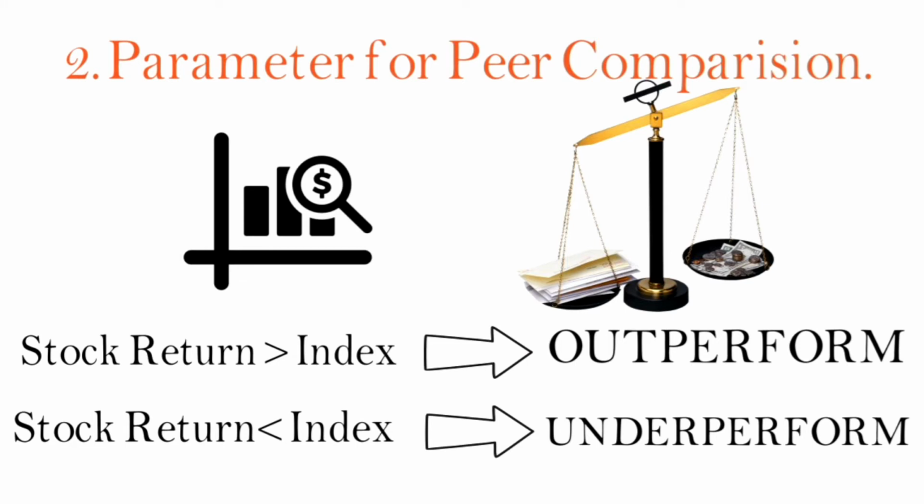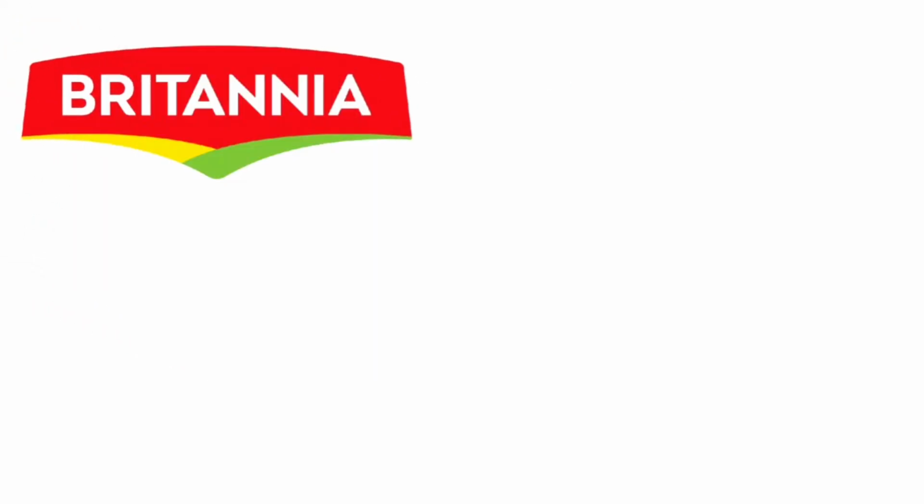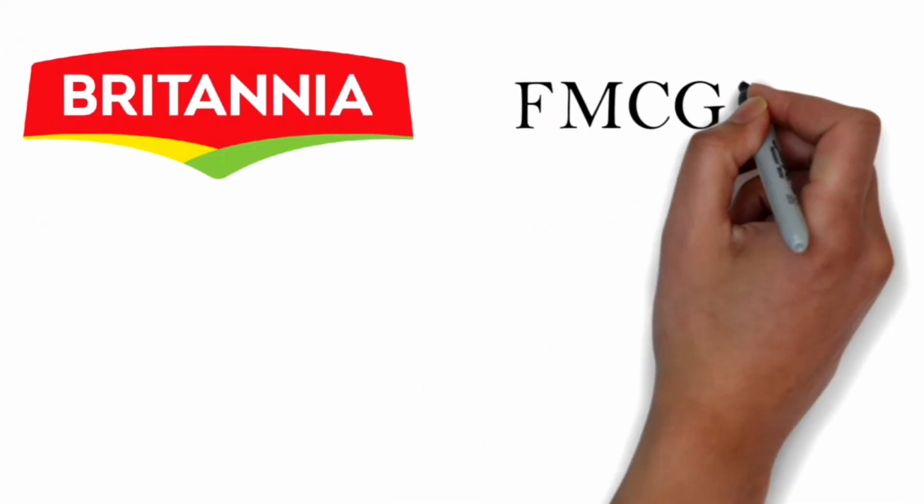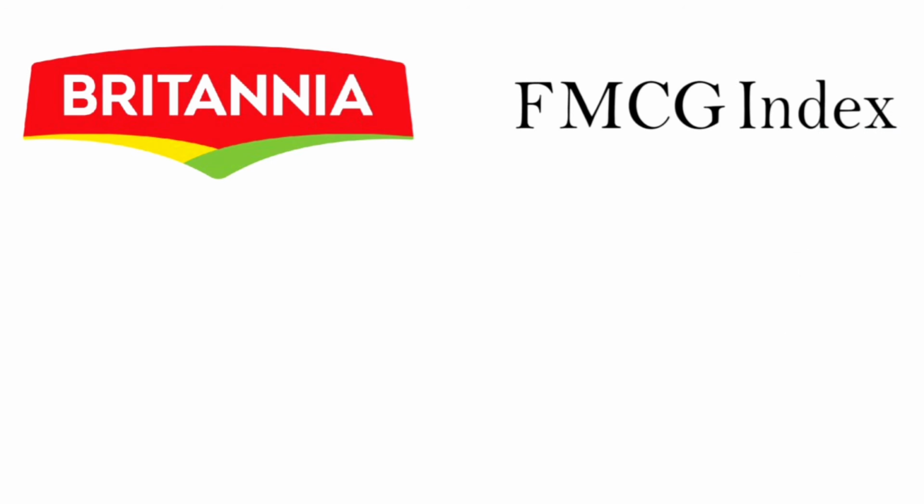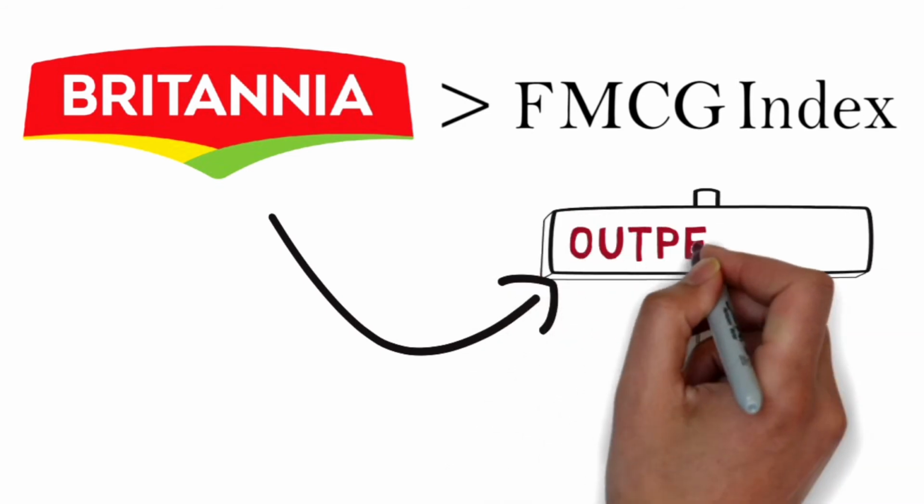Like for example, if we talk about Britannia, then we'll compare the Britannia stock with the FMCG index. If the Britannia stock has done fairly well in comparison to the FMCG index, then we can say it has outperformed the index.